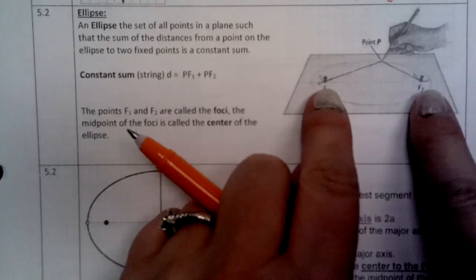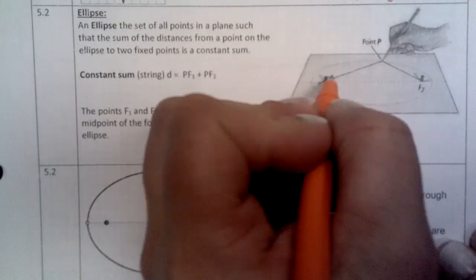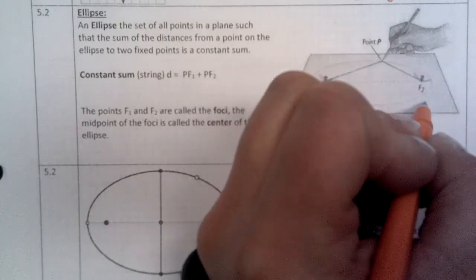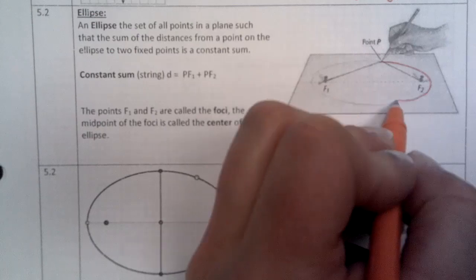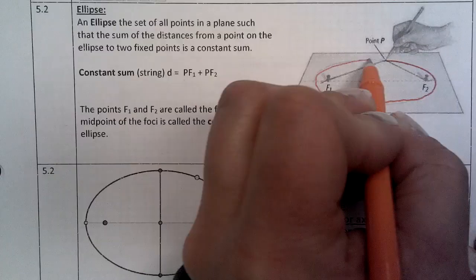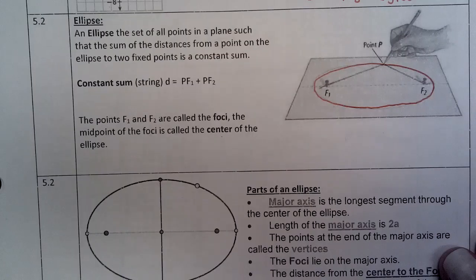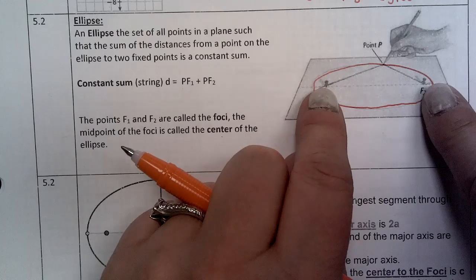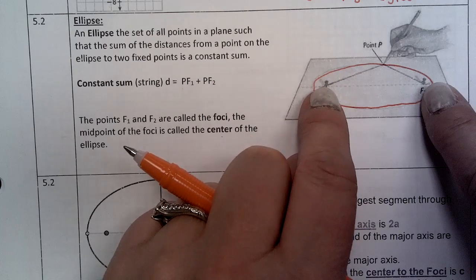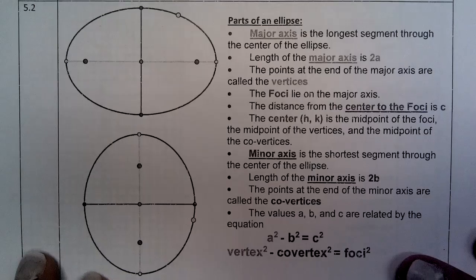So if I were to take a string and thumbtack the string down, and then use my pencil to trace wherever I could, as far as the string could reach, it would reach out here and create this ellipse. Okay, so an oval shape. And the points where the string is attached are called my foci. All right, so let's talk about the parts of an ellipse.